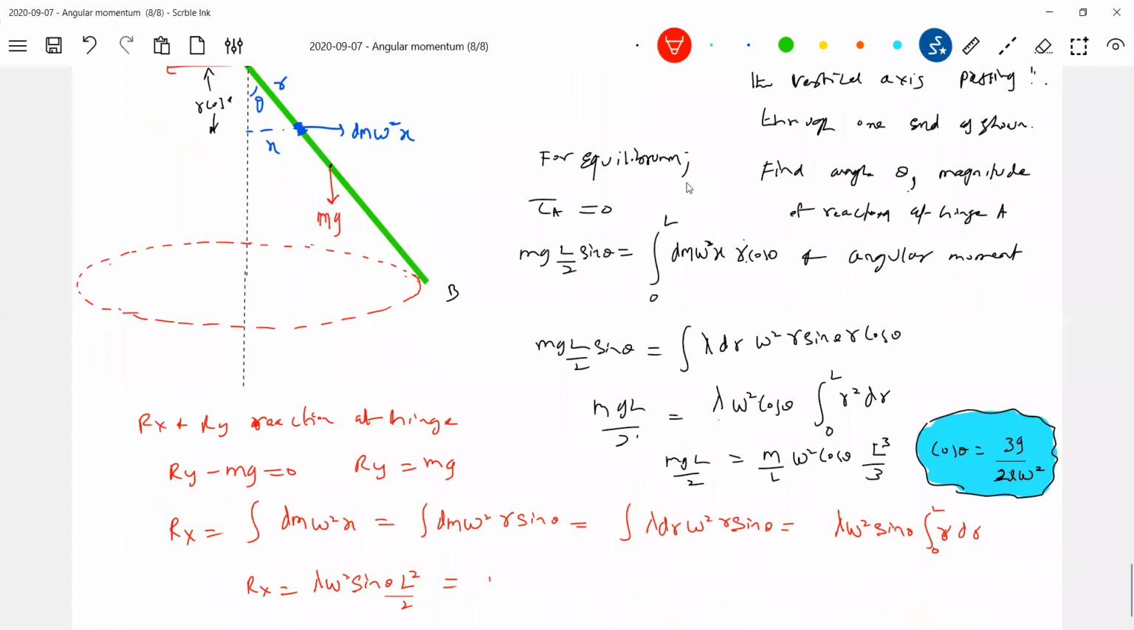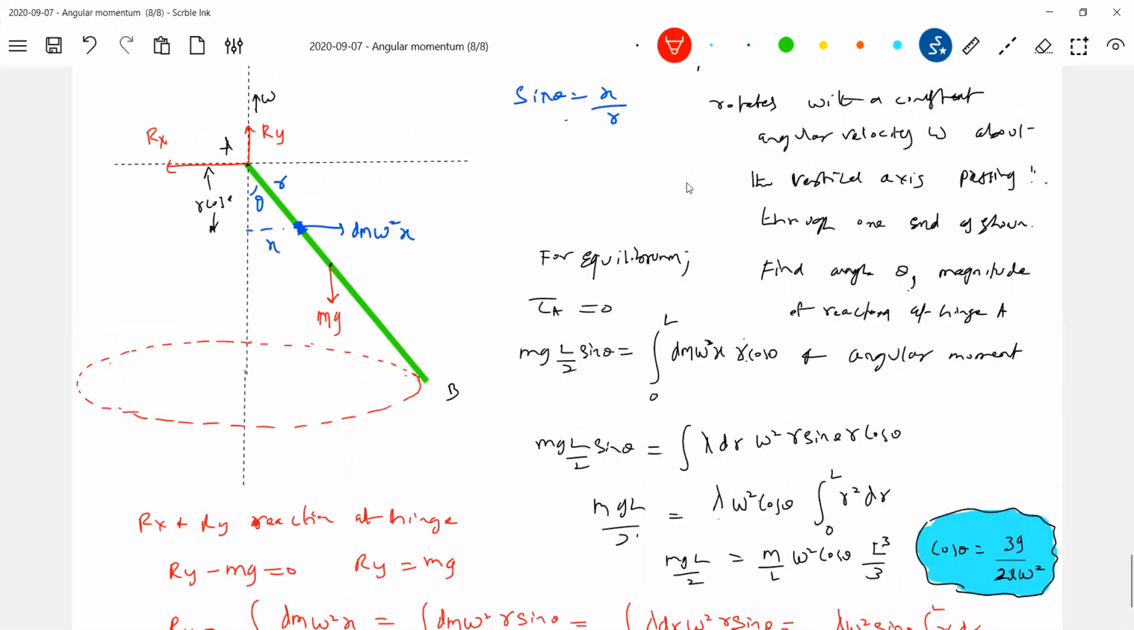Lambda is m by L. So m omega square L by 2 sine theta. This will be the reaction. The total reaction will be the vector sum of these two. The centrifugal force will try to drive it away, so the inward pin will exert a resultant force in this direction. And now after this the angular momentum is needed. Now how to get that angular momentum?